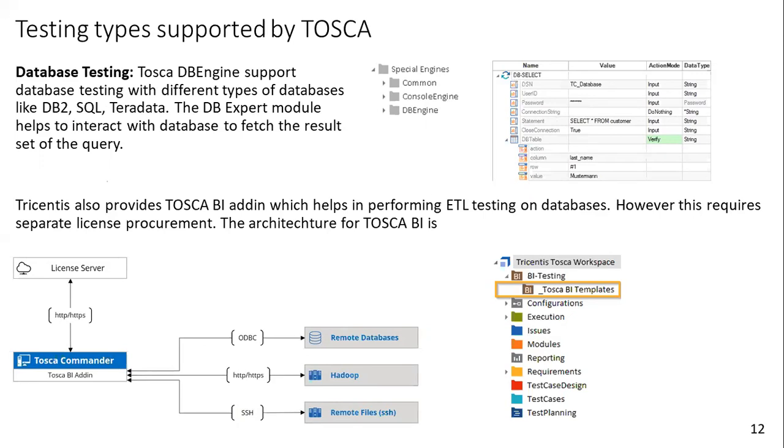Okay. Now, Tosca also has the facility to do ETL testing. ETL is extract, transform, and load. ETL testing on large databases. For that, you would require Tosca BI, and Tosca BI is an external add-in for which you need to procure licenses. You cannot get it free. And you will not get anybody to train you apart from the Tricentis people. Okay.